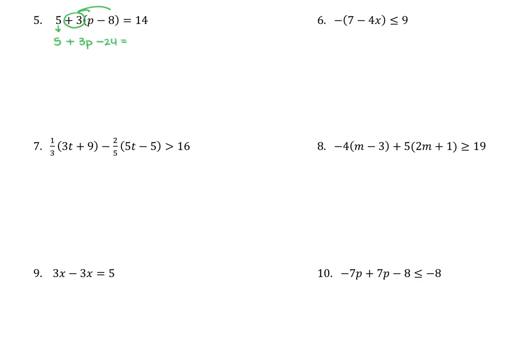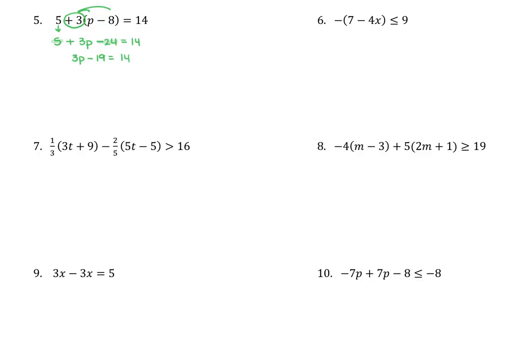Finish combining like terms by combining my whole values, so that will give me 3p, and 5 minus 24 gives me a -19. Nothing else I can simplify there. On the right side, 14 is already simplified, so I just drop it down.